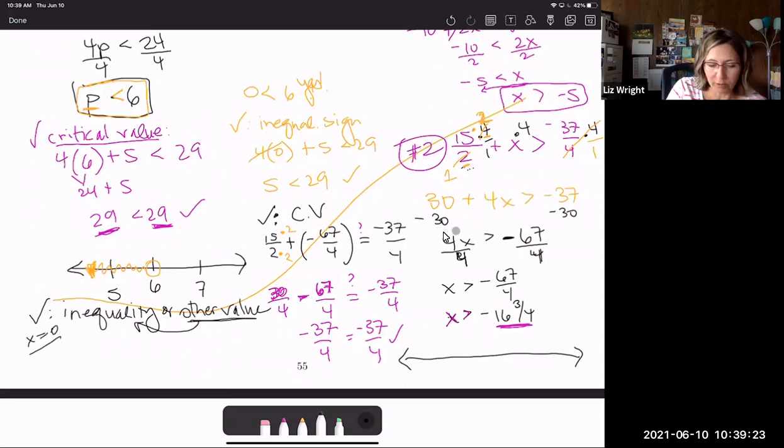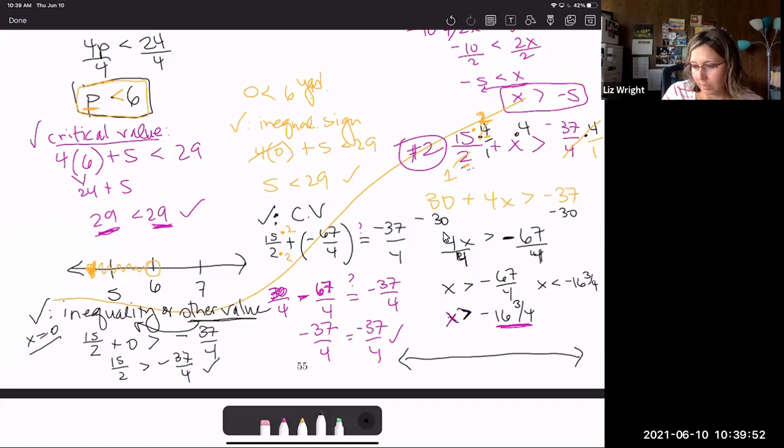And we go back up to our original problem, and we've got 15 halves plus 0. Is that, in fact, going to be greater than negative 37/4? Well, here we've got 15 halves, which is positive. Is that going to be greater than a negative? Absolutely. So that says yes, and that checks that our inequality sign is opening up towards the correct value, because you're checking to see, should it actually be this? Or should it be this? Should it be greater than?